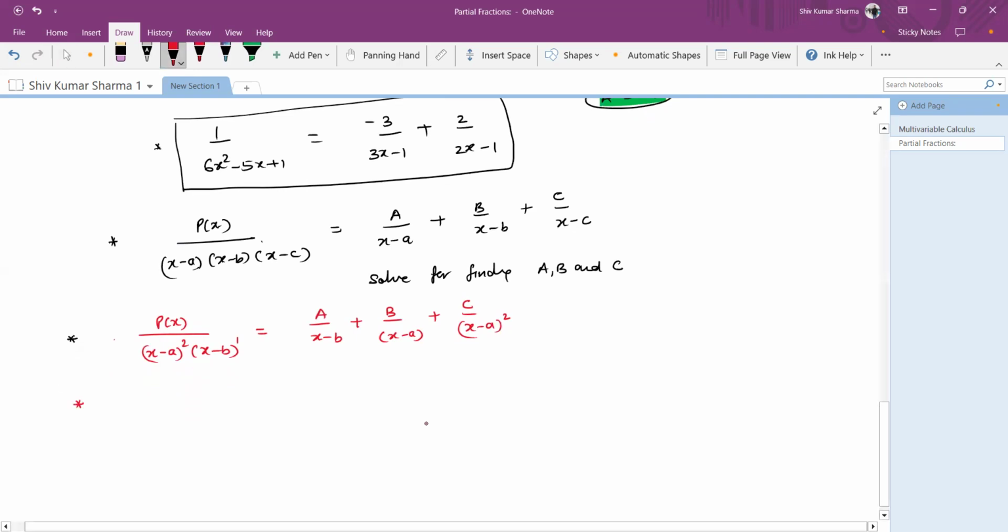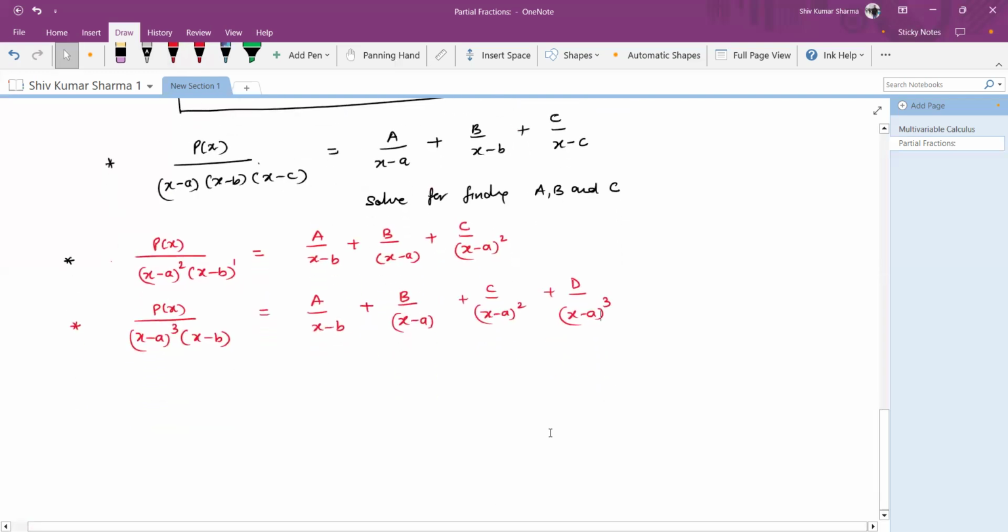Now, another form we have: suppose px upon x minus a raised to the power 3 into x minus b. How to do this? The same process we follow here also. We write 1 upon x minus a, upon x minus b, plus b upon x minus a, plus c upon x minus a to the whole square, plus d upon x minus a raised to the power 3. So we make the factors in this form. Remember the factors.